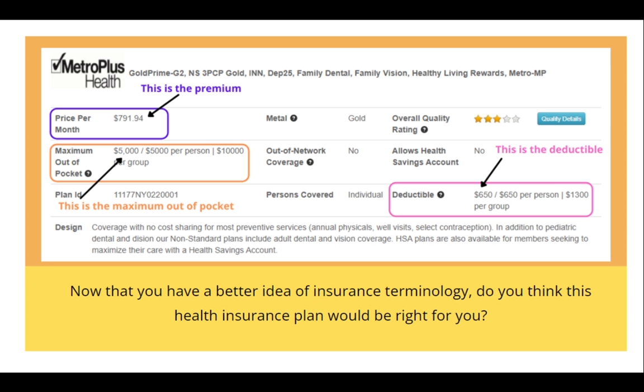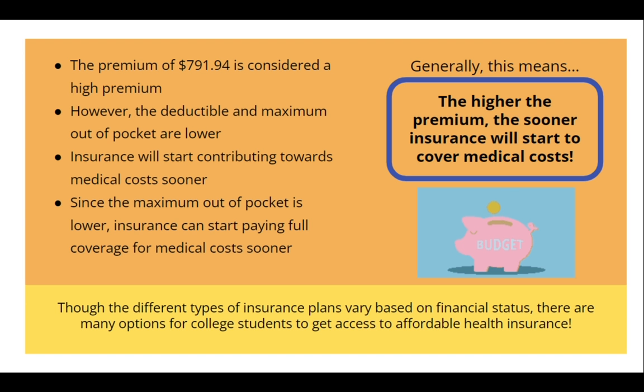Now that you have a better idea of health insurance terminology, do you think this health insurance plan would be right for you? Take a moment to think about it. The premium of $791.94 is considered a high premium, which equals a higher cost per month.